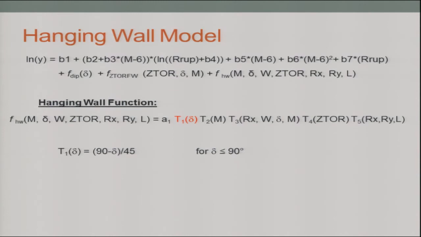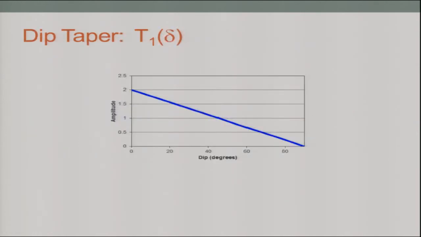For our T1 term, which is our dip term, what we tried to do is center it on 45 degrees. So it's pretty easy. We know what our dip is. And basically, this is the dip taper. Again, it's an amplitude of 1 at 45 degrees.